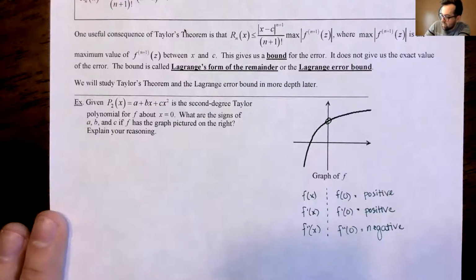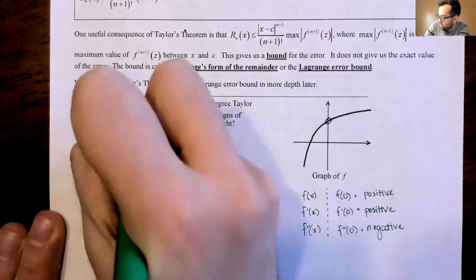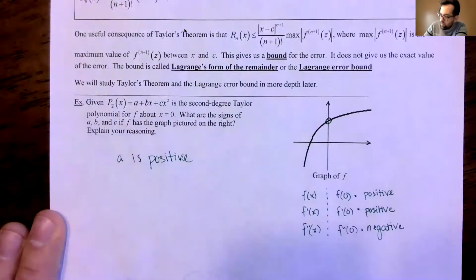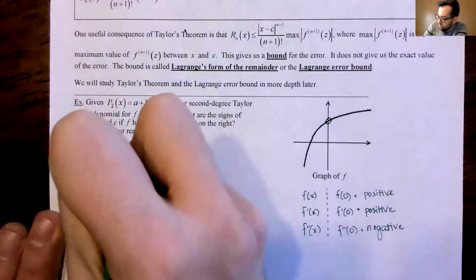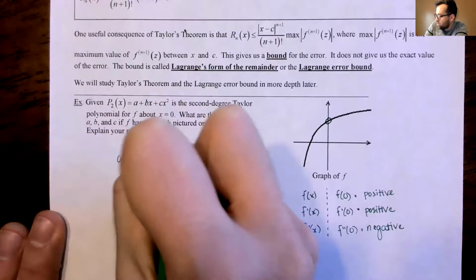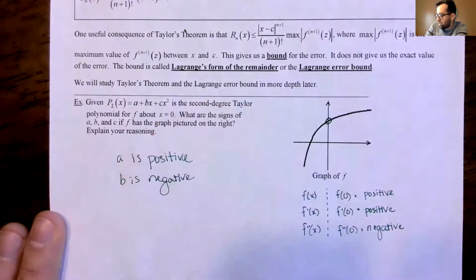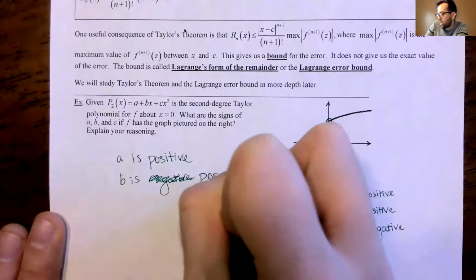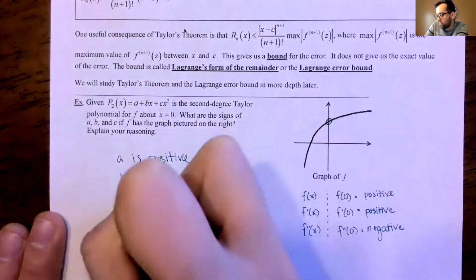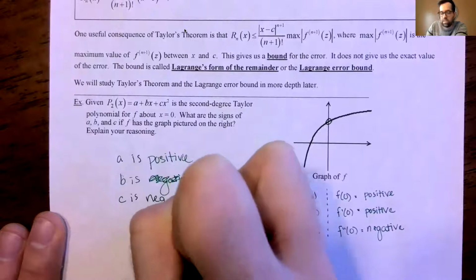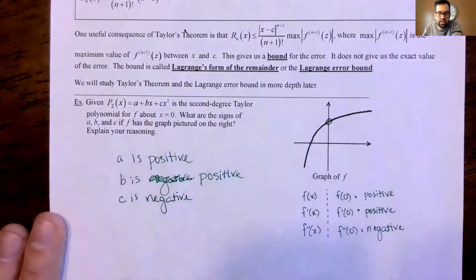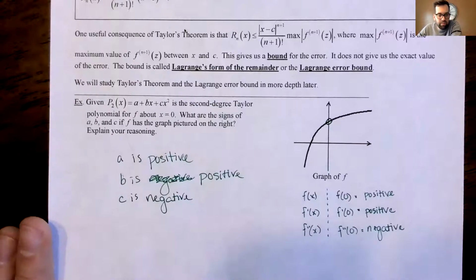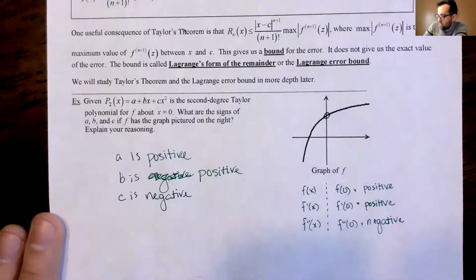So what I can say is that a has to be positive, b has to be positive, oh my gosh, I meant positive. C has to be negative because it matches up with the 3 derivatives, or the position and the 2 derivatives that we found. Okay, so those are the answers there.